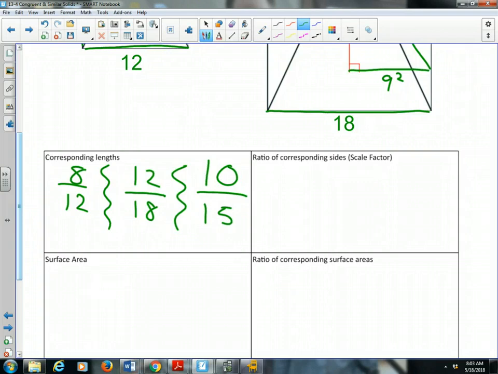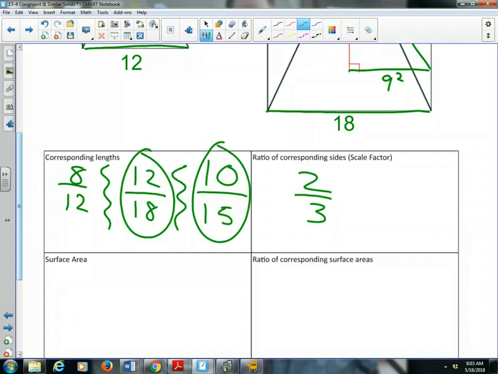Notice, class, 8/12 reduces to 2/3, doesn't it? 12/18 reduces to 2/3. 10/15 reduces to 2/3. Their corresponding lengths all form the same ratio. So we would say that the scale factor is 2/3. Because of that, we know that the two solids are similar. They form the same ratio.